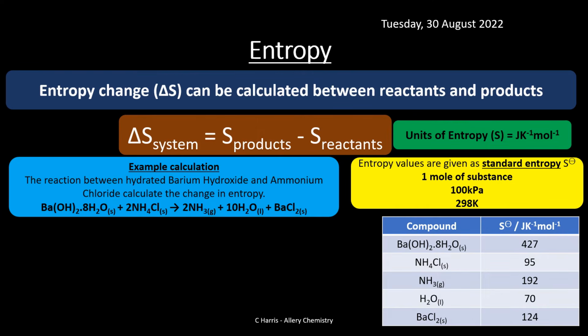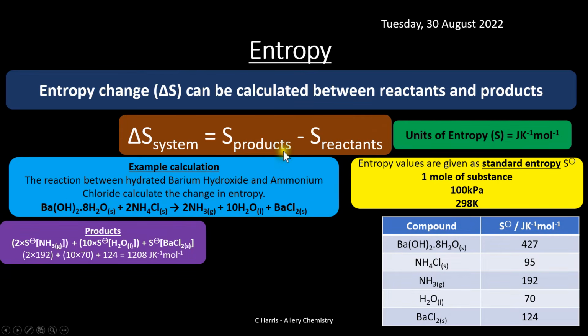Now, what they'll do for entropy is give you some data here. So we've got the entropy values of various different substances, as you can see there. We're going to work out the entropy of the products first. We've got 2 lots of ammonia, 10 lots of water, and barium chloride being produced. So we've got 2 lots of 192, because that's your ammonia, 10 lots of 70, which is your water, and 124, which is the barium chloride. That gives us 1208 joules per Kelvin per mole.